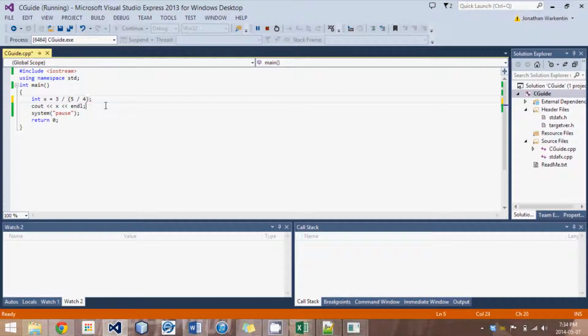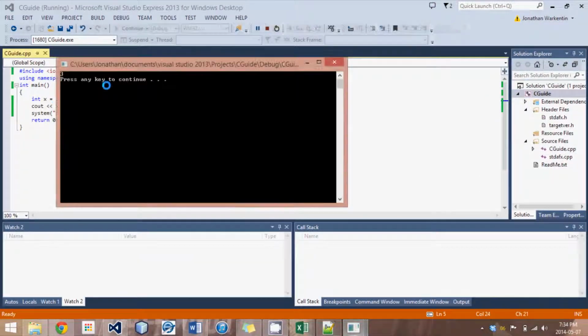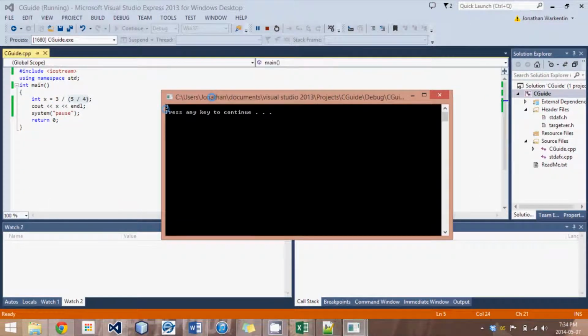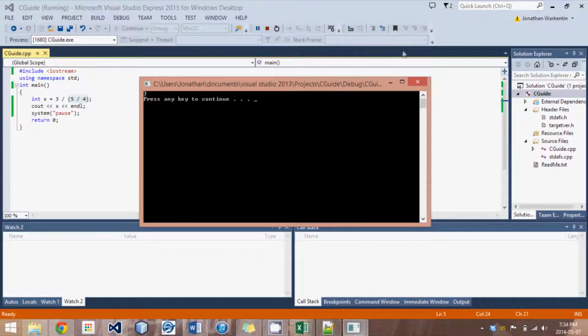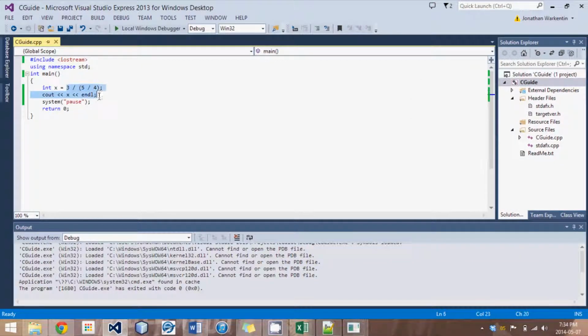So if I were to swap this up a little bit, whatever happens in brackets happens first. You sort of force the order to change. So now we're telling it, do this first. 5 divided by 4, which will work out to 1. And then 3 divided by 1 will work out to 3. So now you can see that the value has changed because we forced it to not do its default order of operations. And that is the basics of arithmetic in programming in general, not just C++.